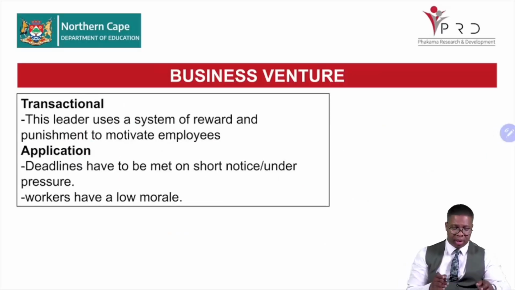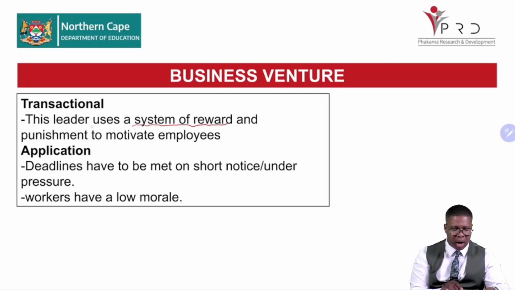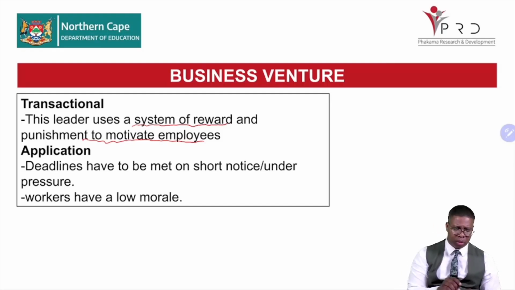Let us move to the other one, which is now the transactional leadership style. The transactional leadership style will be used by the leader when these situations occur. But before that, we need to know what it means. This is a leadership style that allows the leader to use a system of reward and punishment to motivate employees. That's number one. So the leader will use here a system of reward and punishment to motivate employees to achieve the business goals. When do you use this leadership style?